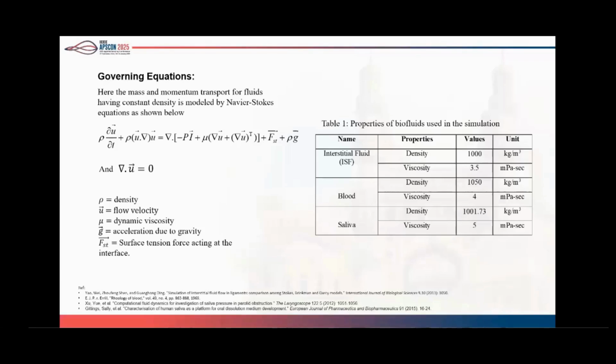Further, there are three kinds of biofluids that have been taken. One is interstitial fluid, the second one is blood, another is saliva. These biofluids are very much essential for different biomarker detection and disease diagnosis.